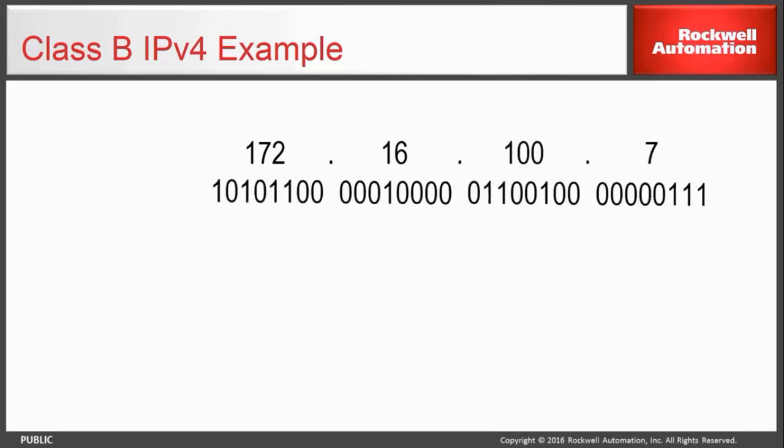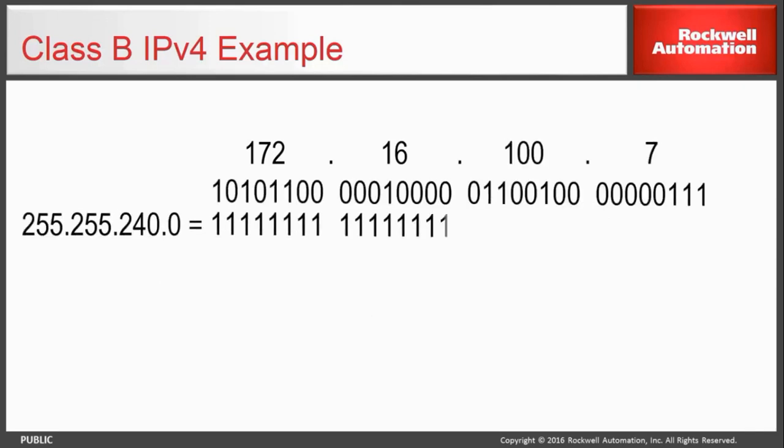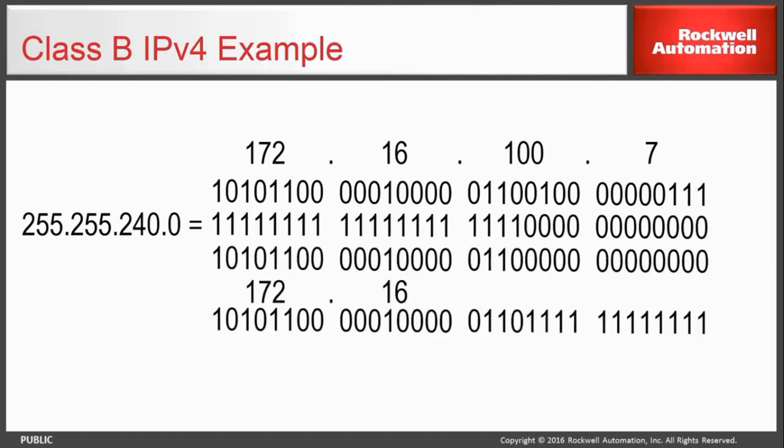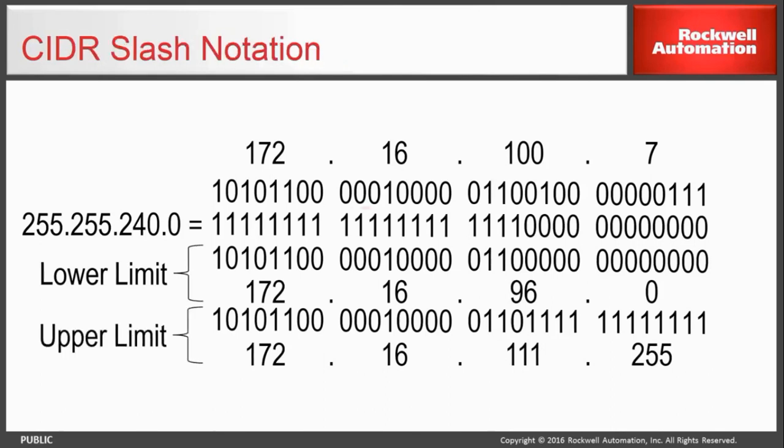We run through the same conversions as in the previous example and end up with a range of addresses from 172.16.96.0 through 172.16.111.255. For the slash notation, there are 20 ones in the subnet mask, so we simply write /20.